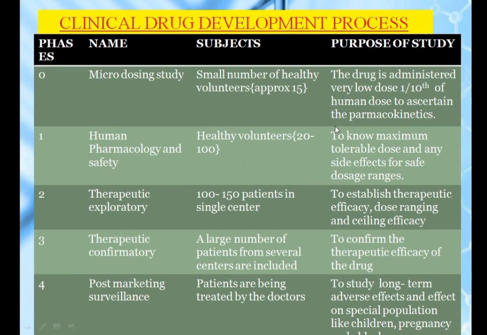So now, if they get the permission, they will conduct the clinical trial. In the clinical trial, there are several phases. What we have to know first: Phase 0 is nothing but the microdosing study. In this microdosing study, what happens?